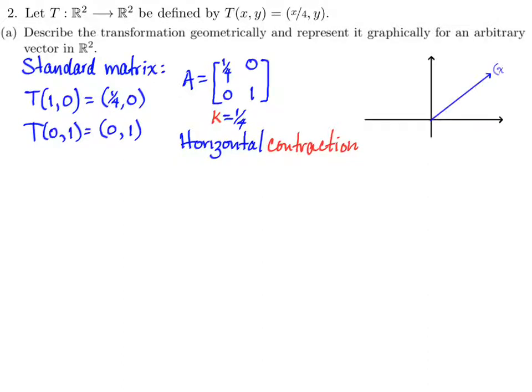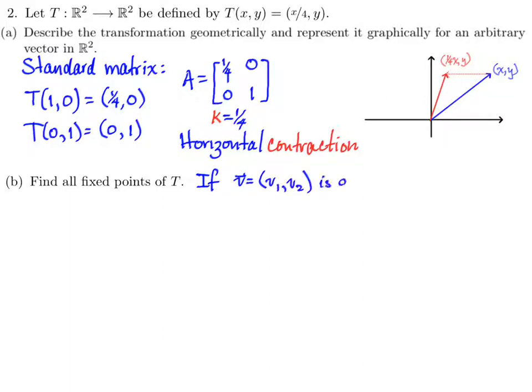And geometrically, there's an arbitrary vector, x, y. We're contracting it horizontally by a factor of 1/4. So that new vector looks like that. That's all we've done. So now let's find all the fixed points of this linear transformation. So remember, we're going to use the definition. We're going to say if v is v1, v2, and it's a fixed point of the linear transformation, then T of v1, v2 has to be v1, v2.